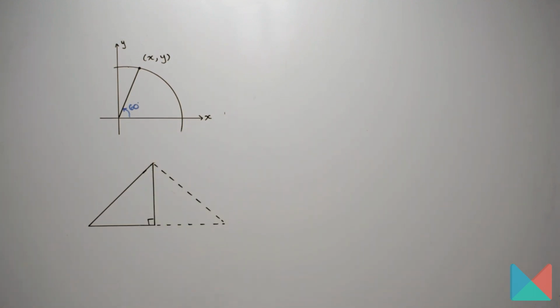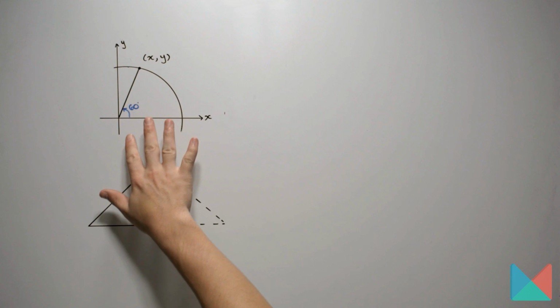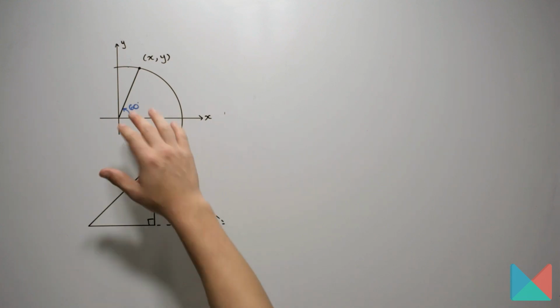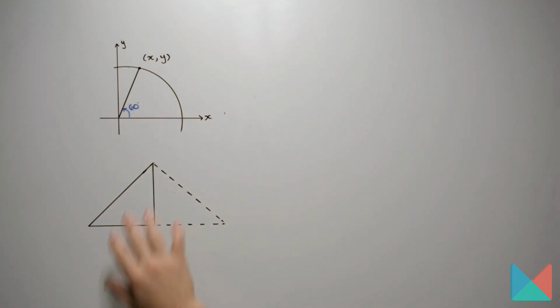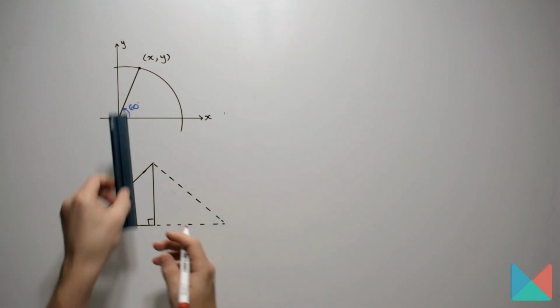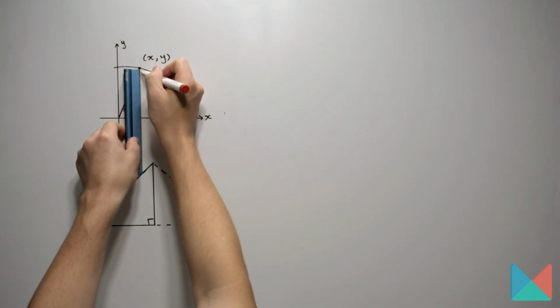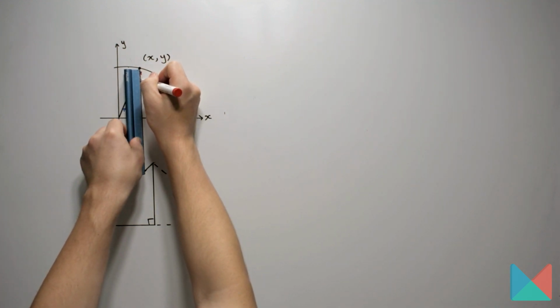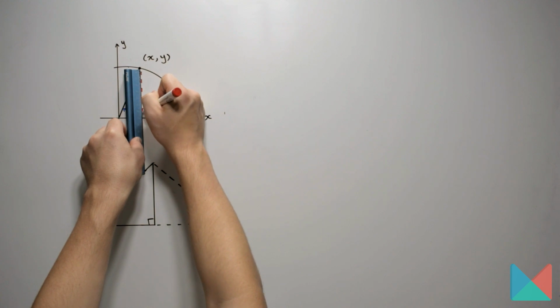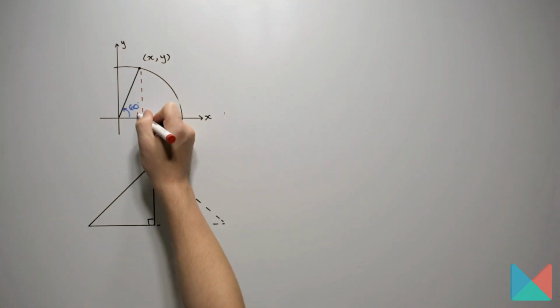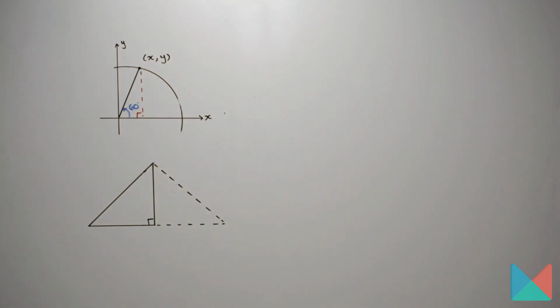In this video, we're going to derive the xy coordinates for an angle of 60 and 30 degrees on the unit circle. So starting with our angle of 60 degrees, we're going to draw a perpendicular line down from our coordinates to the x-axis. And this is going to make our angle into a right triangle with our right angle here.